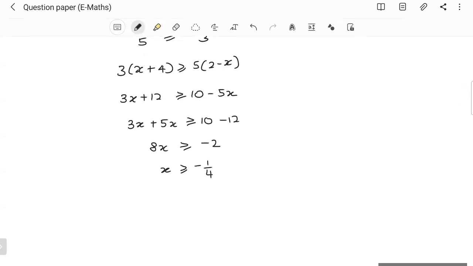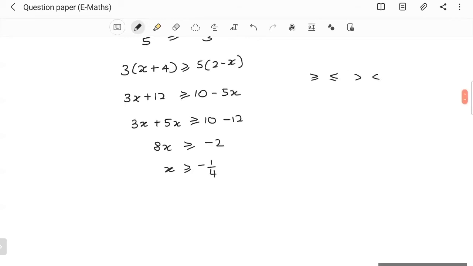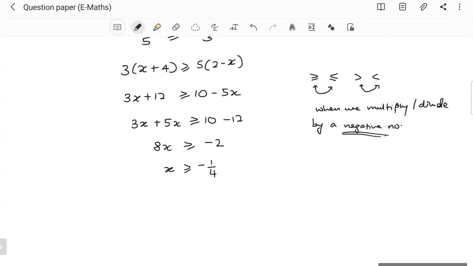I just want you to take note that for inequalities, we are able to flip the sign. So when do we flip the sign? We only flip the direction when we multiply or divide by a negative number. We don't flip the sign when we shift a negative number. That is a different kind of concept. So just take note of this.